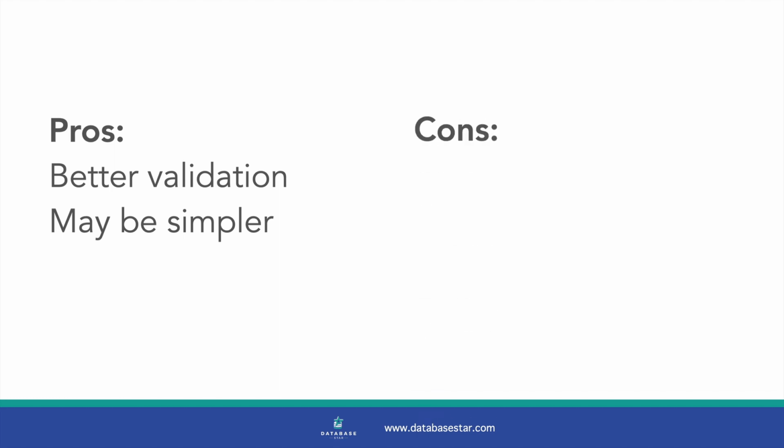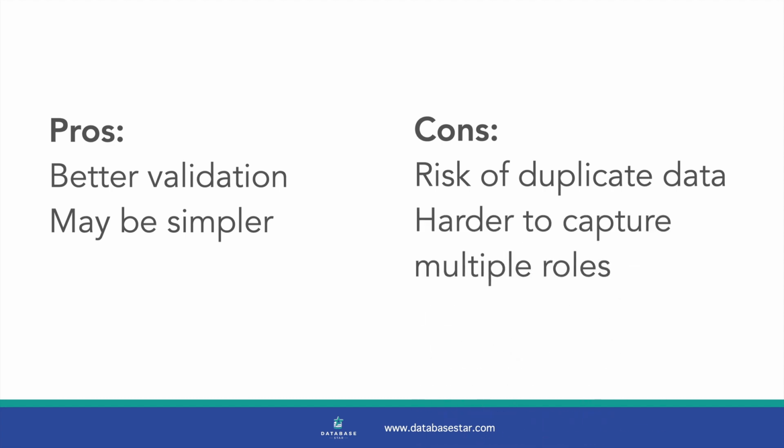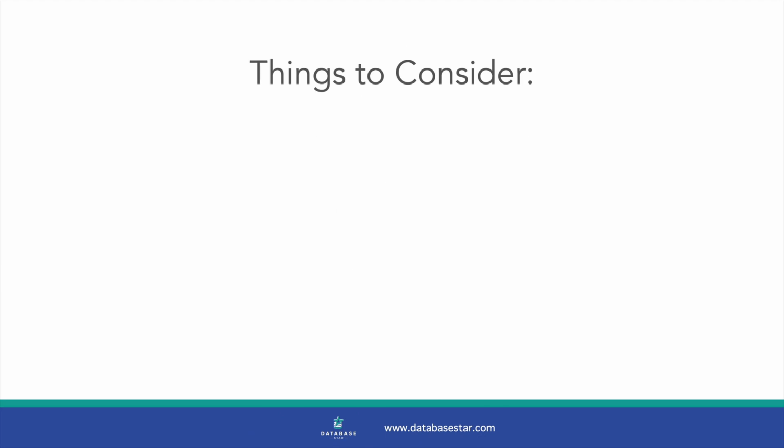There are a few cons to this design. There is a risk of duplicate data. A person may exist in multiple tables, either with the same data or different data, each of which is a problem. This could happen if a person changes their type of role, such as a student becoming a teacher or a teacher becoming another staff member. On that note, it's harder to capture the fact that a person has two different roles at the same time or at different times.